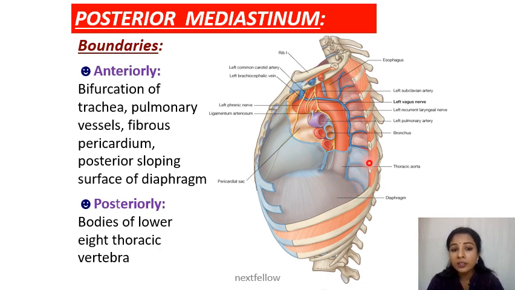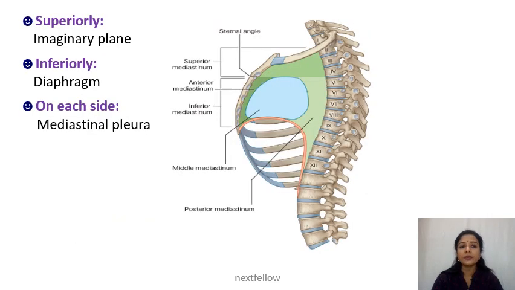Anteriorly it is related to the bifurcation of the trachea, pulmonary vessels, fibrous pericardium and the sloping surface of the diaphragm. Posteriorly it is related to the vertebral bodies, from T4 to T12, along with the intervertebral discs. Superiorly it opens into the superior mediastinum, separated by an imaginary plane. Inferiorly the diaphragm is present. On each side is the mediastinal pleura, which is common for all types of mediastinum.